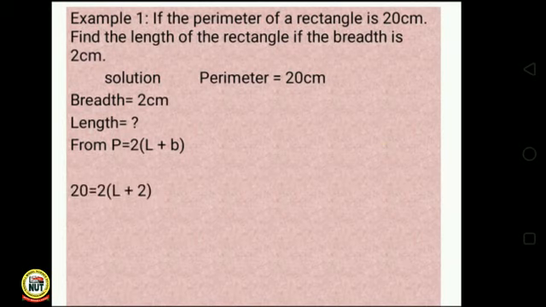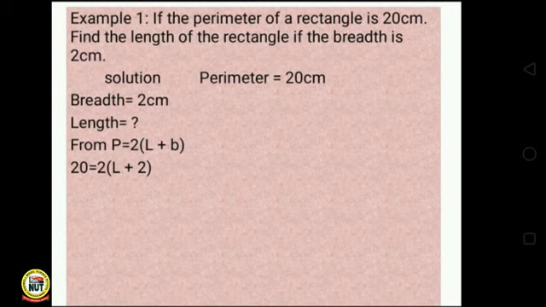All right, now let's have it. Now we can see 20 is equal to 2 open brackets. The length is not given, that is why we still have our length L. You bring back the alphabet L to the formula, plus the breadth is 2 centimeters. That is why you have the 2 over there. That is why we have 20 is equal to 2 open bracket L plus 2.